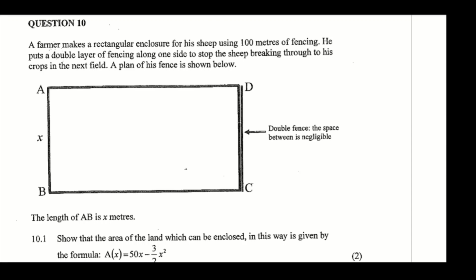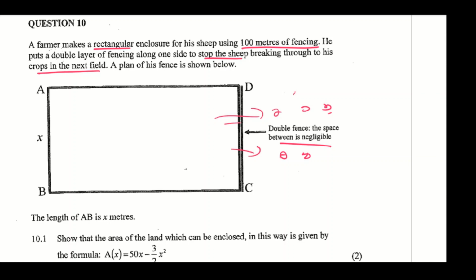Question 10. A farmer makes a rectangular enclosure for his sheep using 100-meter fencing. He puts a double layer of fencing on one side to stop the sheep from breaking through to the crops in the next field. A plan of his fencing is shown below. As you can see, this is where he puts a double layer so that it prevents the sheep from coming through this fencing and eating the crops that are here.